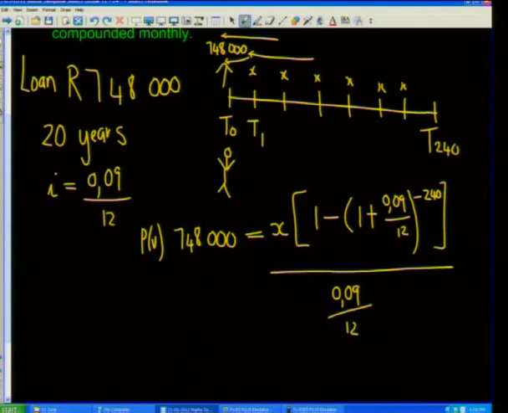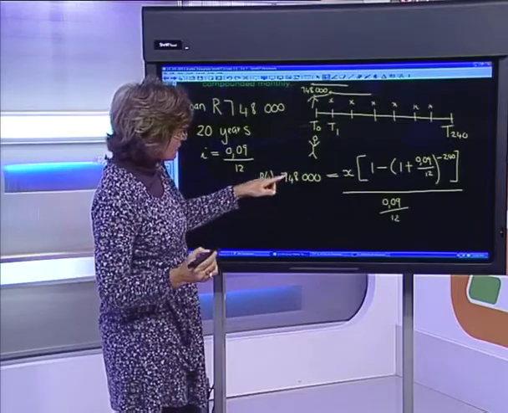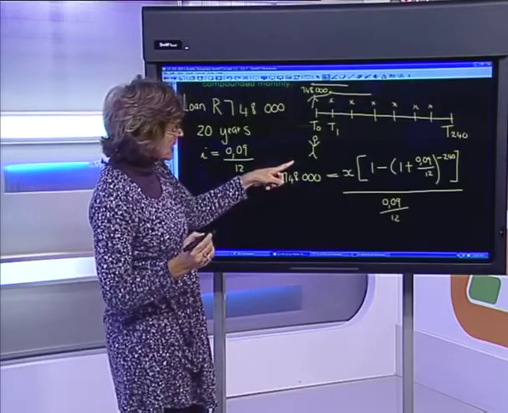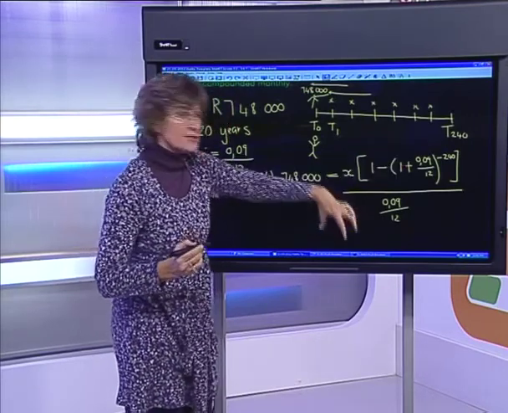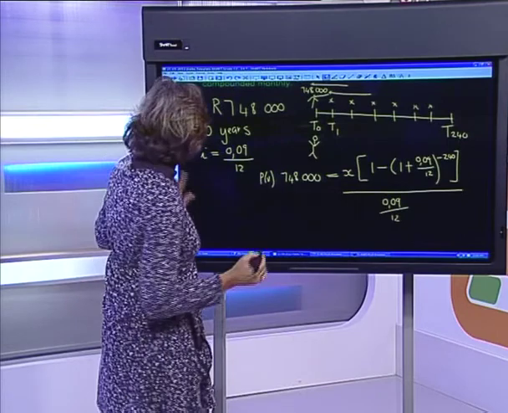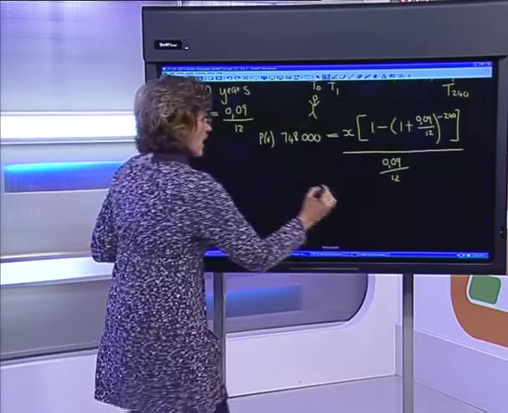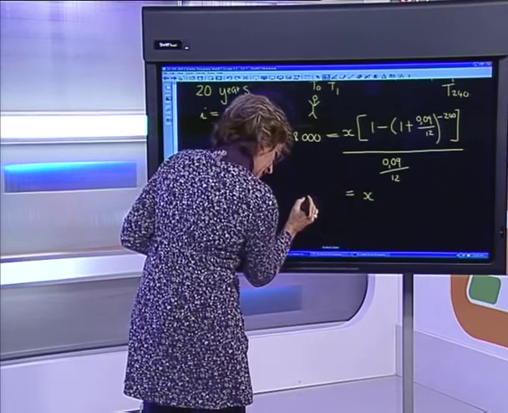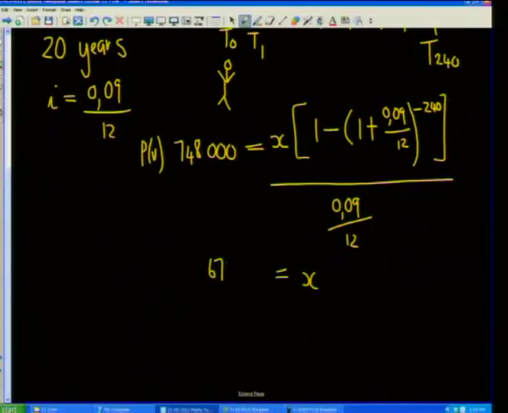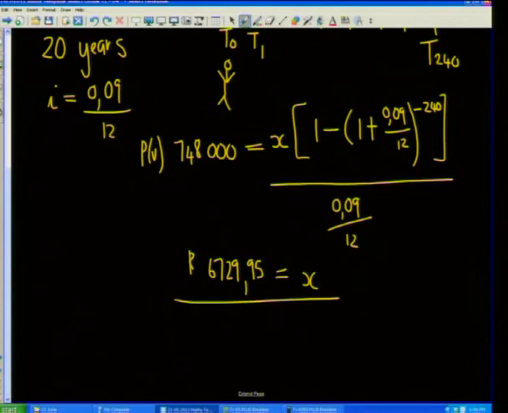To work this out on your calculator, you take your 748,000, multiply it by 0,09 over 12, and then divide it by this ghastly thing. I'm not going to spend time actually working that out, because I know that my answer is 6729,95. That's the one way that you can do the question.